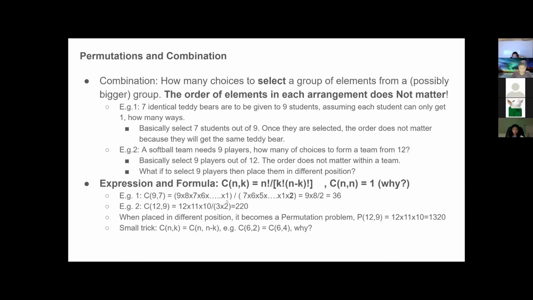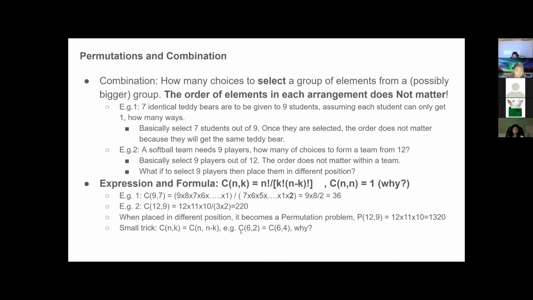Okay, when you do the calculation for C(9,7), you'll find that you don't do 9 times 8 all the way down. Instead, you do C(9,2), because C(n,k) is equal to C(n,n minus k). So this is a property, okay?